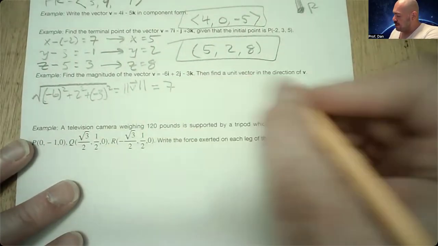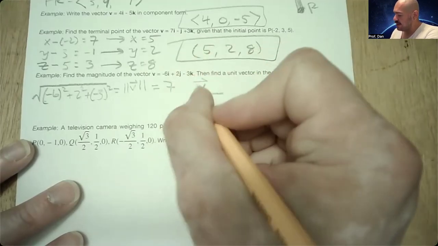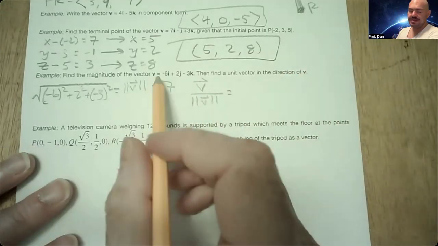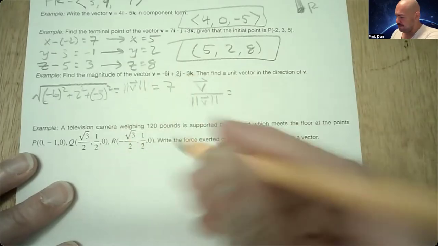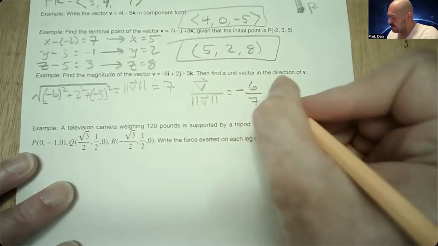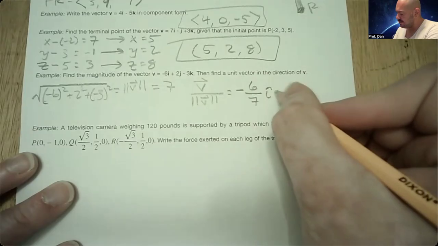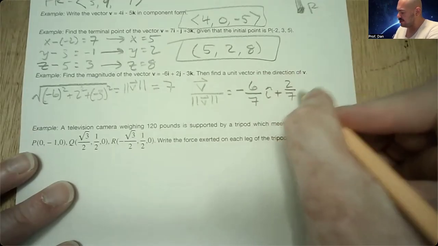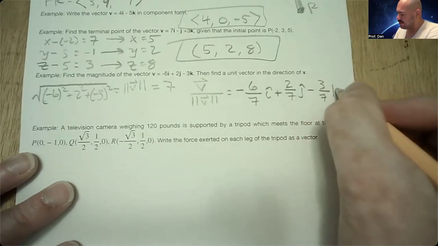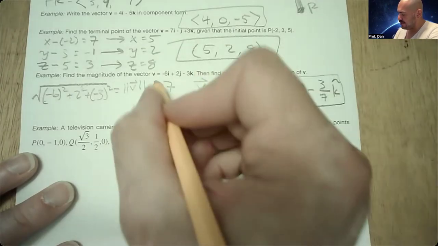So then unit vector, remember, is going to be our vector v divided by the magnitude. So if I were to write this also in linear combination form, we would have -6 over 7i plus 2 over 7j minus 3 over 7k. And that's our unit vector. That's our magnitude.